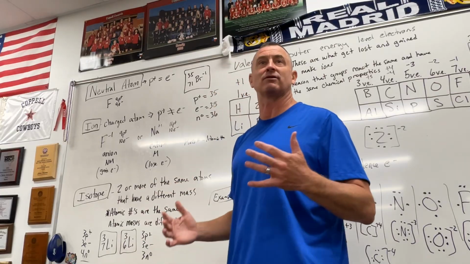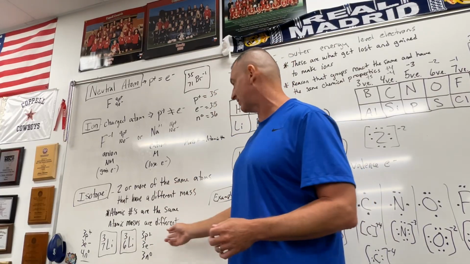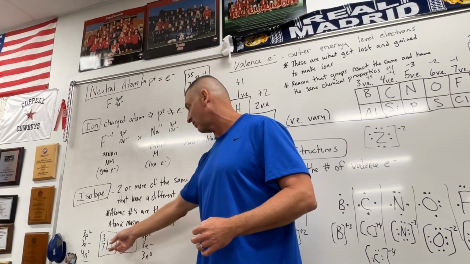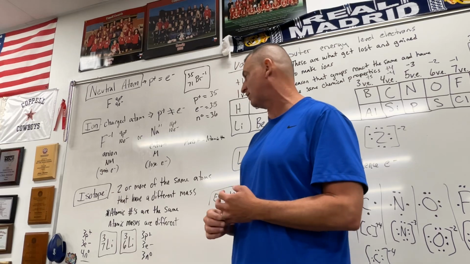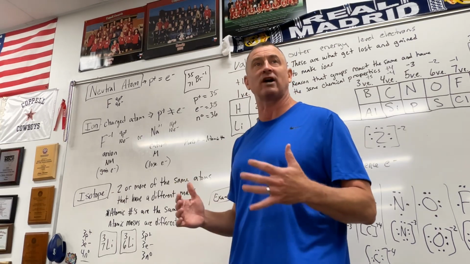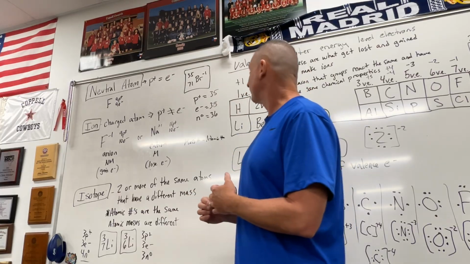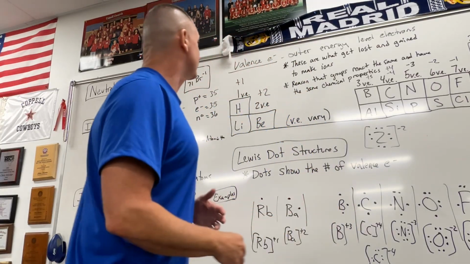Isotopes are two atoms that are the same atom and have different masses, okay? You remember that? Like a lithium-7 and a lithium-6 are isotopes of each other because they're the same atoms. Remember, the protons define the atom, and then the masses are different, okay? But today what we're going to talk about is valence electrons.